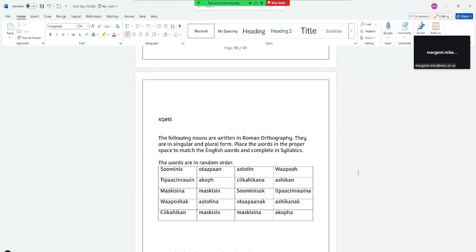Astutin. Chikahigana, axes. Sominisek, raisins. Utapanak, vehicles, cars. Wapos, rabbit.